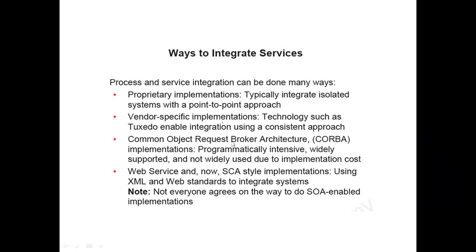Then there came the concept of CORBA, the Common Object Request Broker Architecture. That was also an old way to integrate services. And now it is web services, and now SCA style, that is, Service Component Architecture. And we will see what they actually mean in this sense.